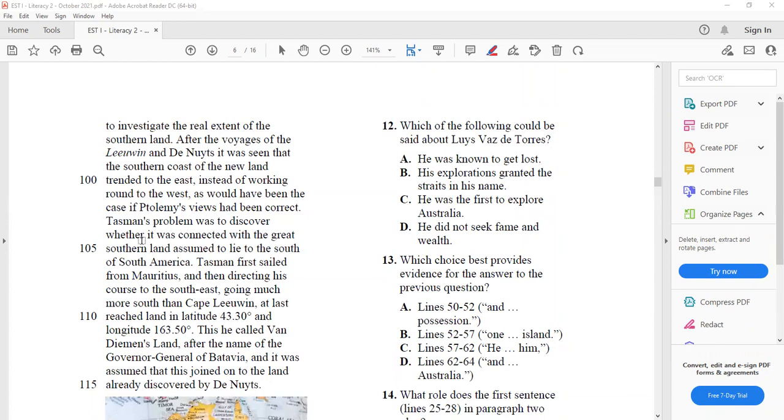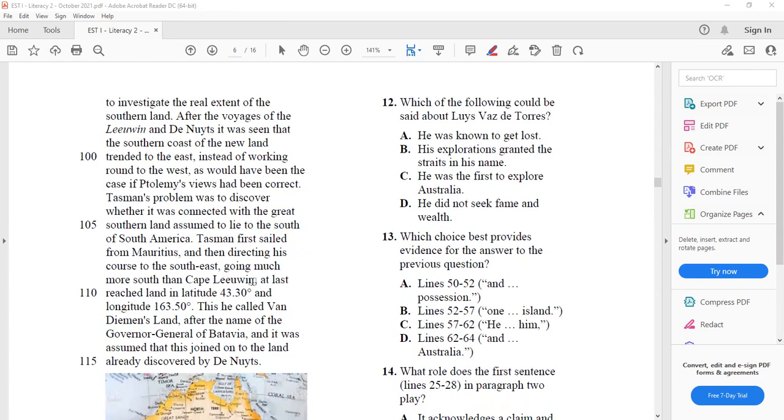This man's problem was to discover whether it was connected with the great southern land assumed to lie to the south of South America. He first sailed from Mauritius and then, directing his course to the southeast, going much more south than Cape Leeuwin, named after one of the Dutch people, at last reached land in latitude 43.30 degrees and longitude 163.50 degrees. This he called Van Diemen Land, after the name of the Governor General of Batavia. And it was assumed that this joined on to the land already discovered by the Nuyts.